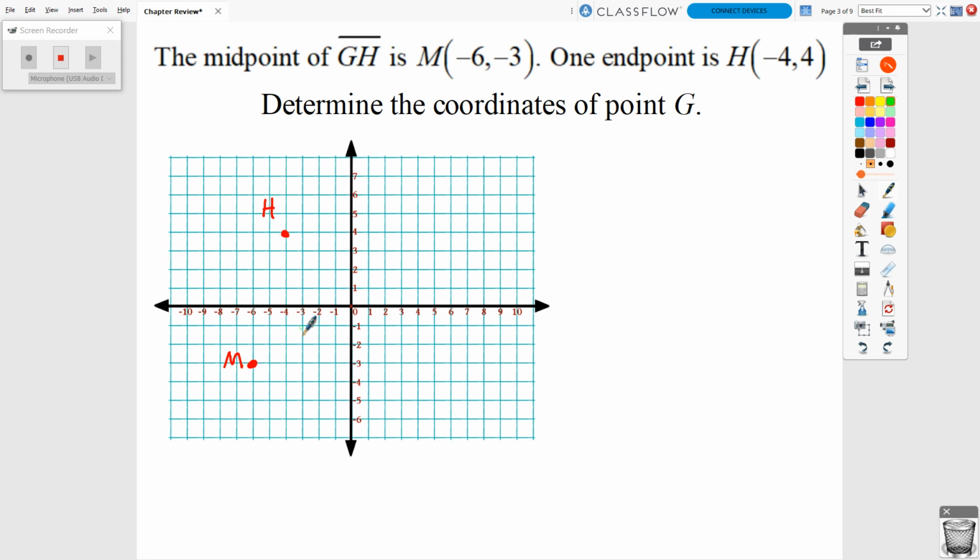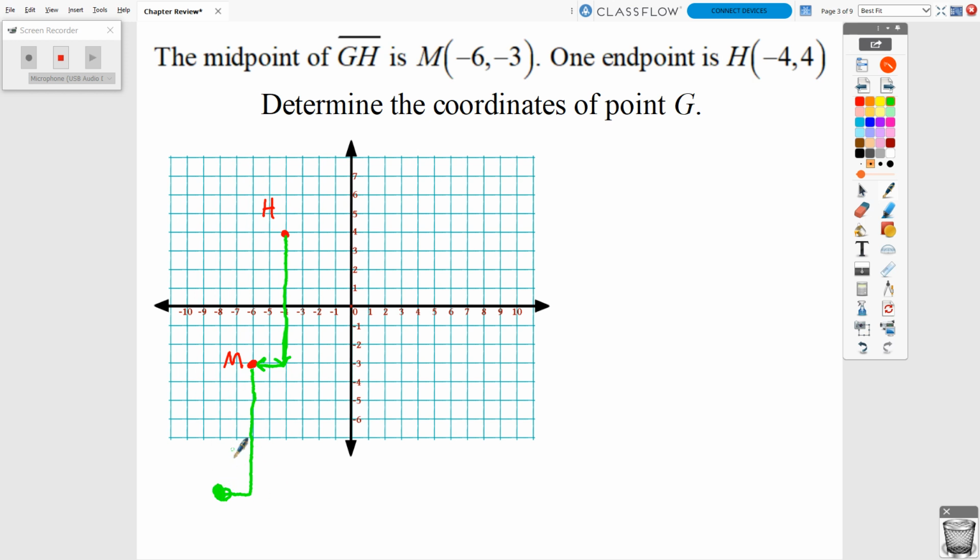but we don't have to do rise and then run necessarily. If we went down 1, 2, 3, 4, 5, 6, 7, and then ran over 1, 2 to the left, so we went down 7 and then left 2, for m to really be the midpoint, we would need to repeat that same exact slope. So I would need to drop down from m, 1, 2, 3, 4, 5, 6, 7, and over 2. So this point would be right here, but again, it's off my graph.